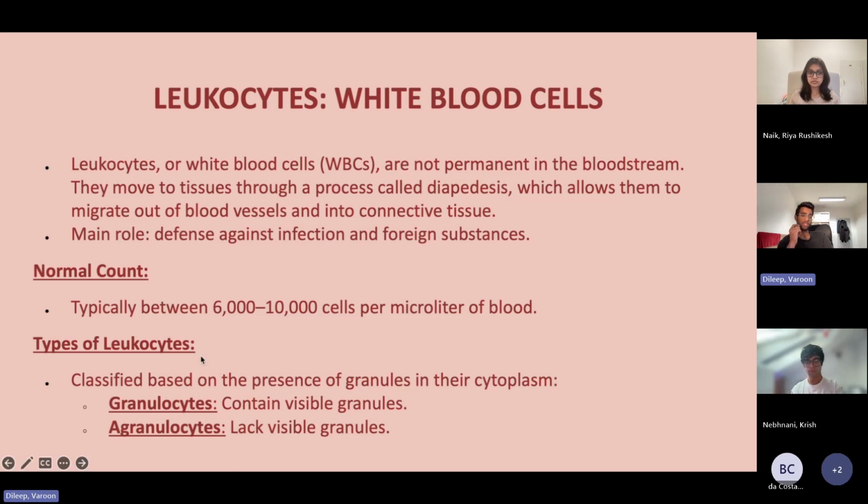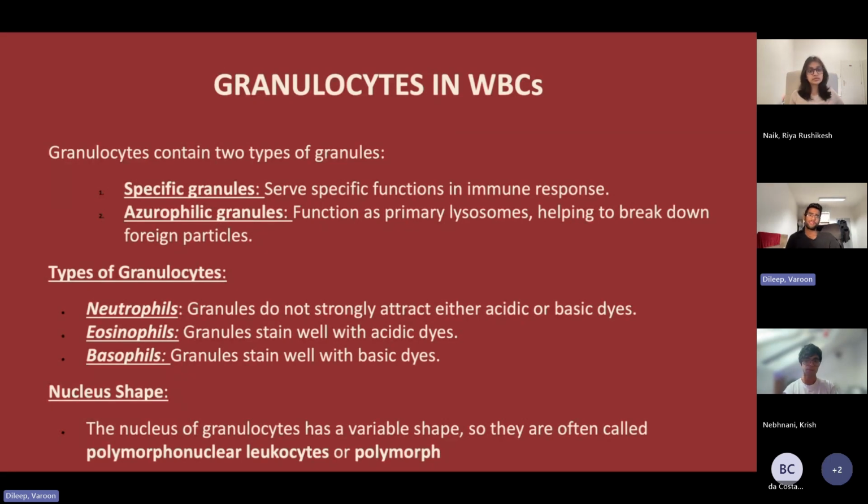And then when we talk about types of leukocytes, as I said before, we have granulocytes and agranulocytes. Granulocytes contain visible granules, and agranulocytes do not have visible granules. Granulocytes have two specific types of granules: specific granules and azurophilic granules. Specific granules serve specific functions in the immune response. Azurophilic granules function as primary lysosomes that phagocytose bacteria and help break them down.